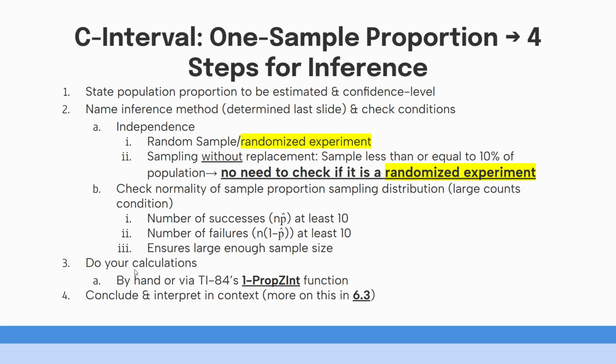You can do this by hand or using the TI-84 1-PropZInt function. Because the TI-84 has this really helpful function, you don't necessarily have to go through the steps where you first calculate the margin of error and then plus or minus that from the statistic. You can do all of that using your TI-84 1-PropZInt function.